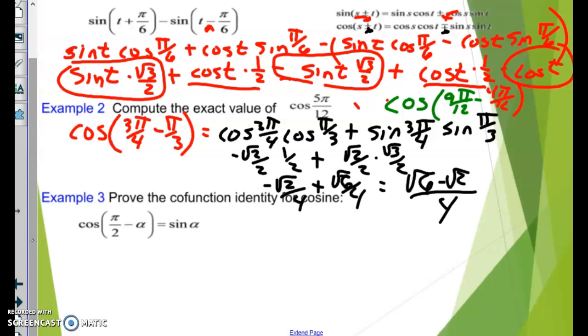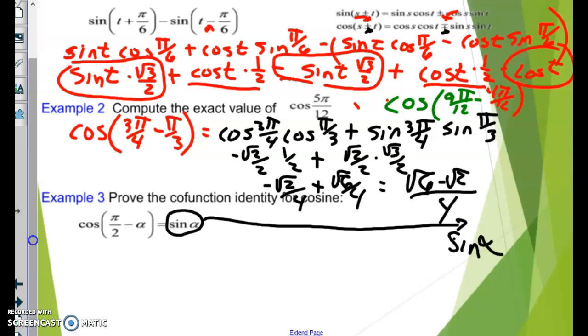And let's see here. Prove the cofunction identity for cosine. So this is a cofunction. If you look on the sheet that I sent you, cofunction identities are two groupings up from the sum and difference formulas on your sheet there. And so we're going to prove that that exists. So to do a proof, this is the simplified sine, so that's what we want it to equal when we're done.